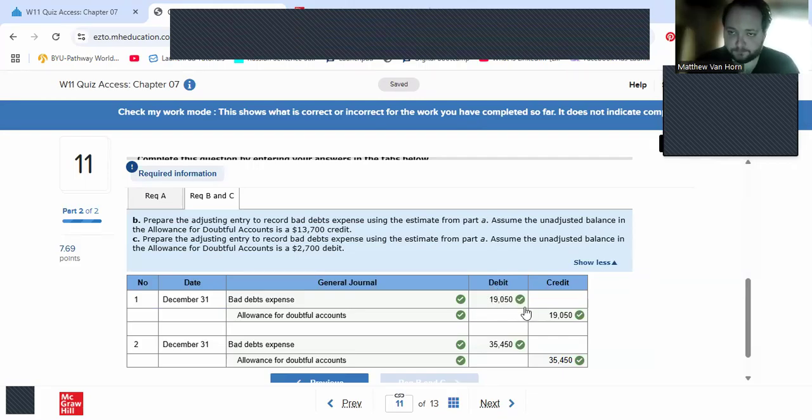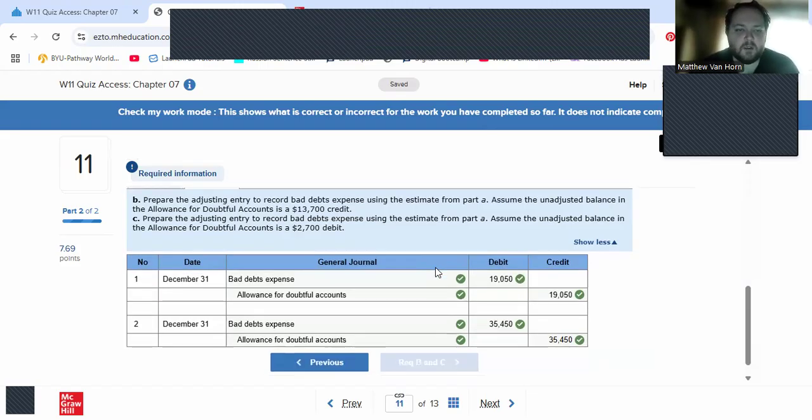And again, I keep repeating this, but I believe in repetition. That's how you learn things. Allowance for doubtful accounts, contra asset account, so it goes under credit. Bad debts expense, it's an expense account, so it's going to go to debit. Same thing here, but reversed.